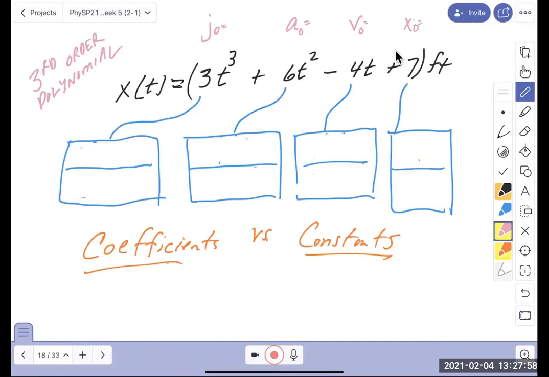So here we're diagramming an equation. So we're going to pull out the 3, pull out the 6, pull out the 4, pull out the 7. What is that? And what does it tell us about that situation? Okay. That's one thing. The other thing we also talk about is what is the difference between coefficients and constants?